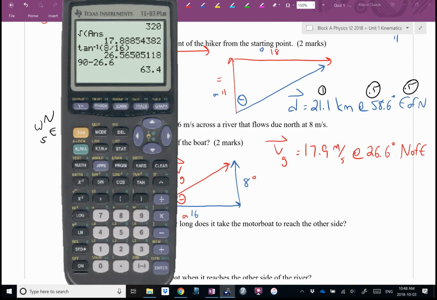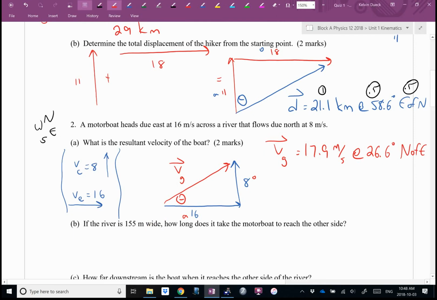Either of those is fine, here it wasn't quite as obvious. I guess I wrote the 16 first, so I drew that first, but whatever. For 2 marks, again, 1 mark for the magnitude, half mark for the theta, half mark for the what of what. Did I make a mistake? I see a bunch of puzzled faces. Am I wrong? Oh, no, I'm good.